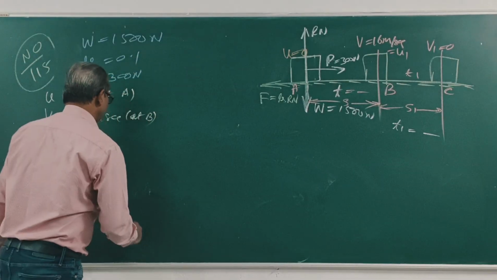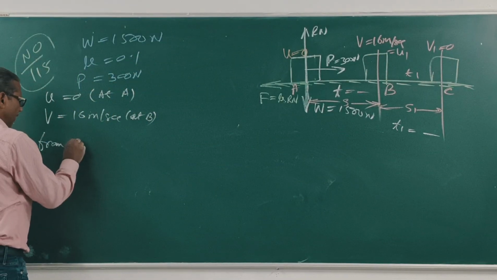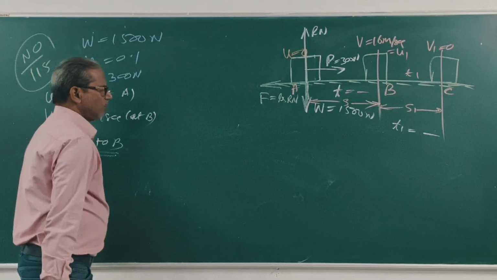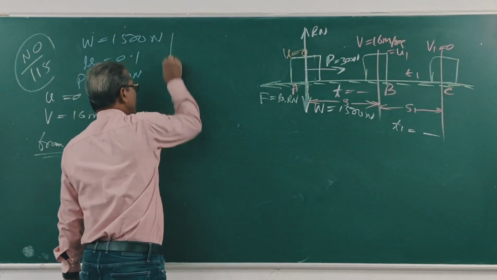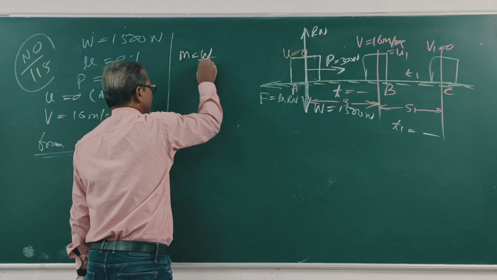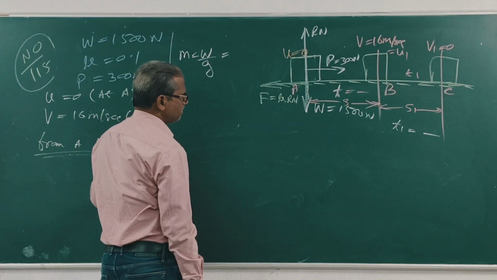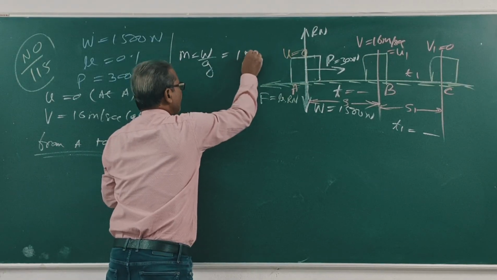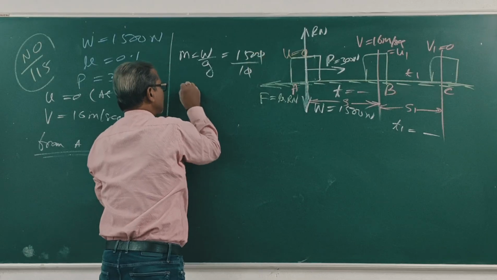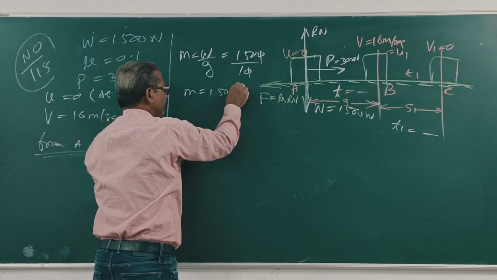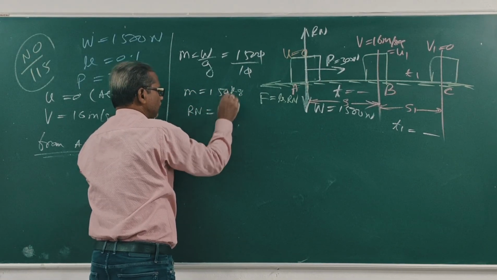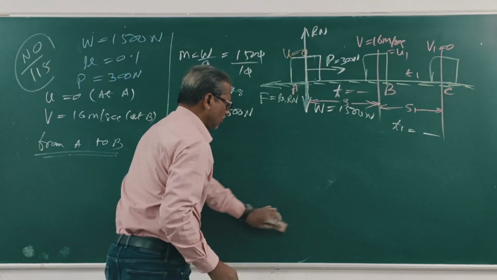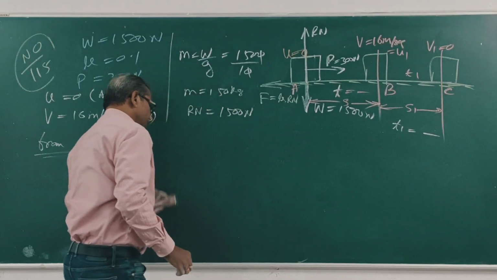From A to B, what is m equal to? W by g. W means 1500 by g, g means 10. m is 150 kg. What is Rn equal to? W. Clear?